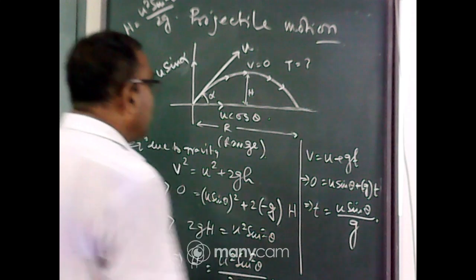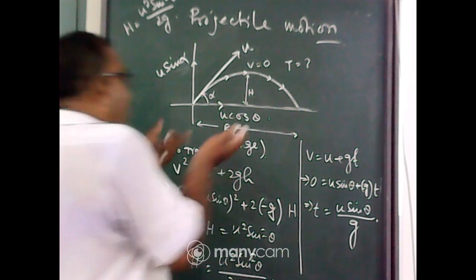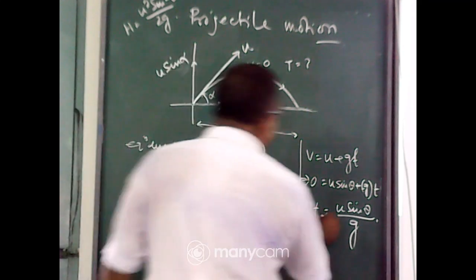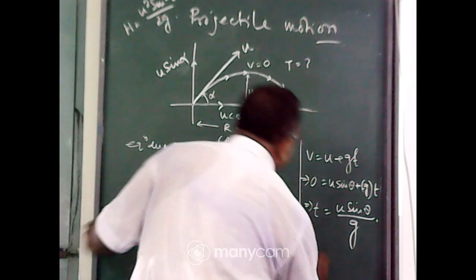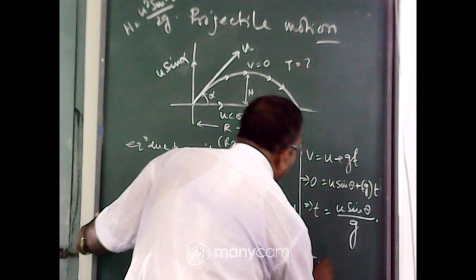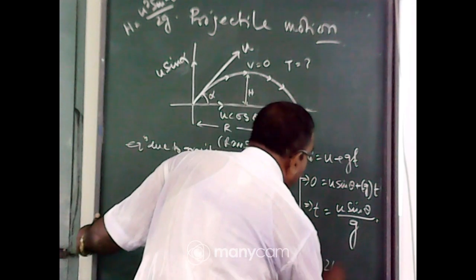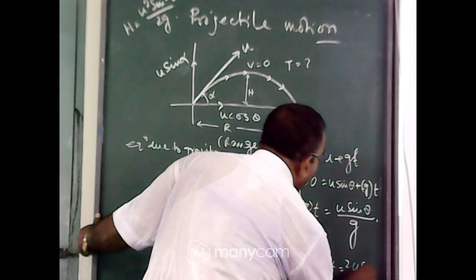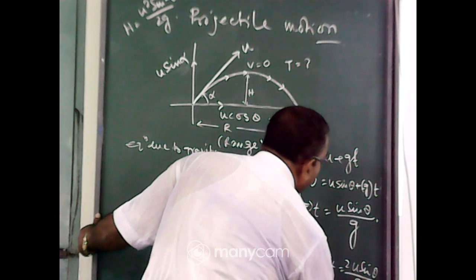You know the time of ascending is equal to the time of descending, so the total time of flight is equal to 2t, which equals 2u sin theta by g.